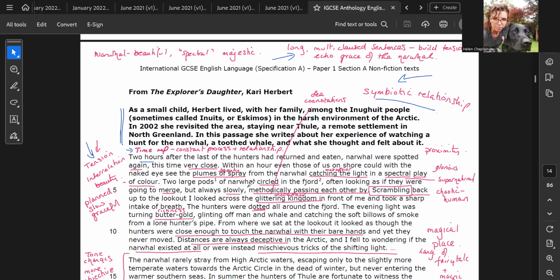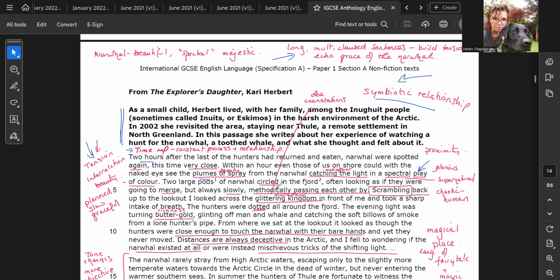So we've got imagery which is beautiful. A plume is normally that spray of feathers that you get on a bird, but instead it's like the narwhals are decorated with this water. So metaphorical plumes, this time made of spray. And the metaphor catching the light, spectral play of colour. So this ghostly, intangible, glorious display. The idea of using play evokes ideas of performance, of mischievousness, of fun. This spectacle of the narwhals and the beauty of them.